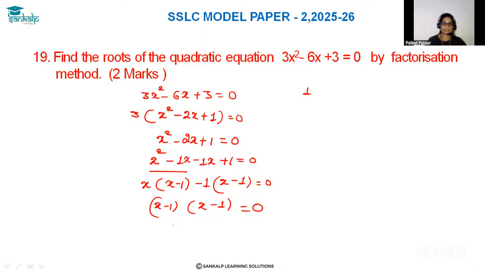So here x minus 1 is equal to 0 or x minus 1 is equal to 0. So x is equal to 1 or x is equal to 1. Solve for x. So x is 1. The equation has a single repeated root. So x is equal to 1.